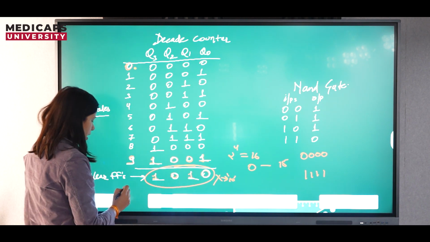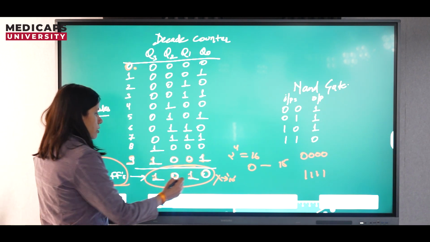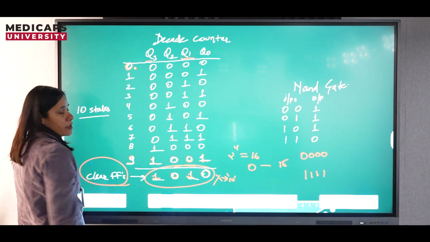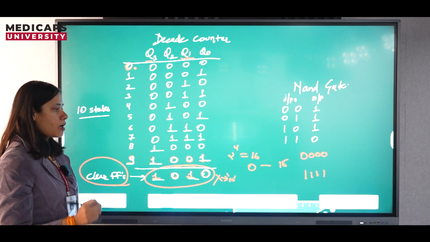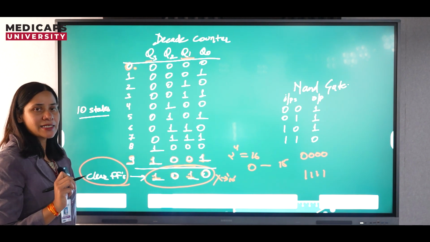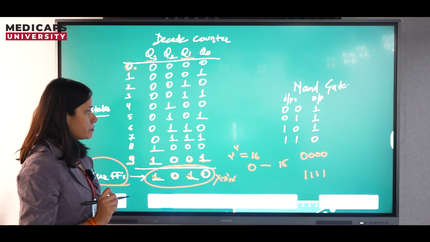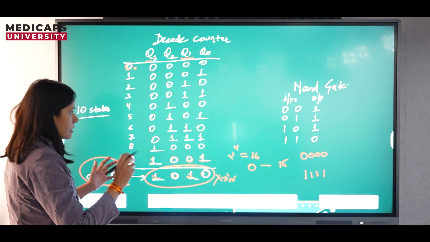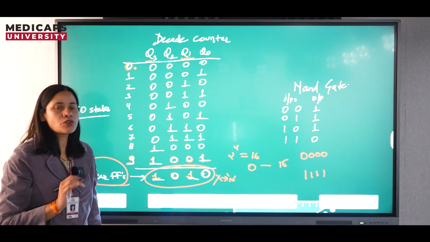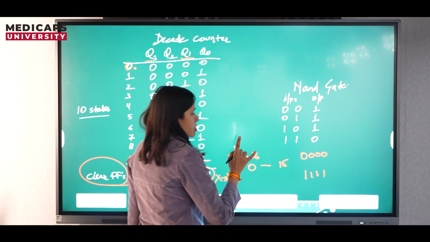So whenever the counter counts up and reaches 1010, we want that all the flip-flops must be cleared. So this one is at Q1 and this particular one is at Q3. That means whenever Q1 and Q3 are both 1, we want that all the flip-flops must be cleared. And this clear signal in a flip-flop is a negative signal. So at the clear input a 0 should be given, then all the flip-flops must be cleared. So how is it possible?